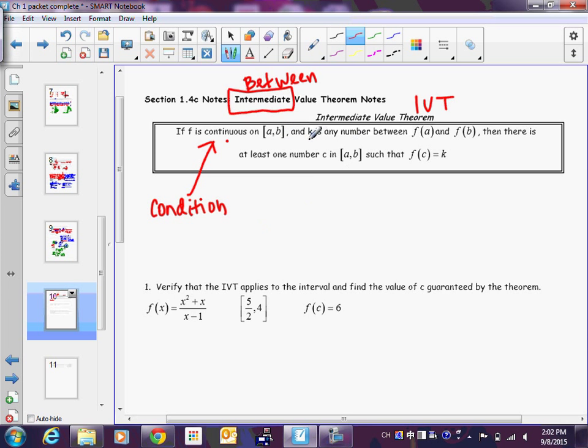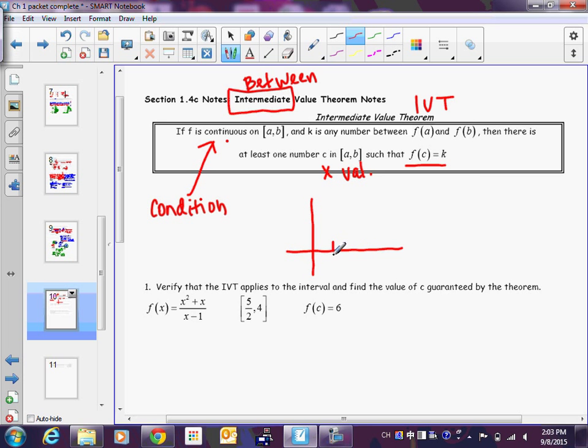All right, this whole k is any number between f of a and f of b. I'll get back to that. There is at least one number c in a to b. Okay, I want you to write x values underneath that. And then the final thing is such that f of c equals k. So a lot of letters, right?